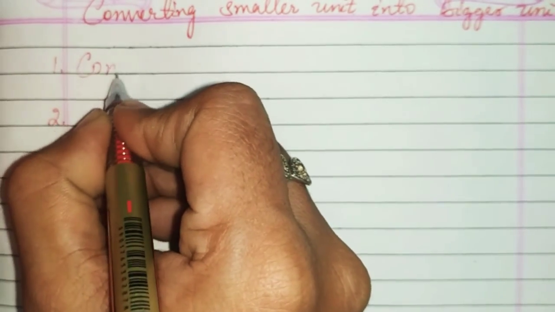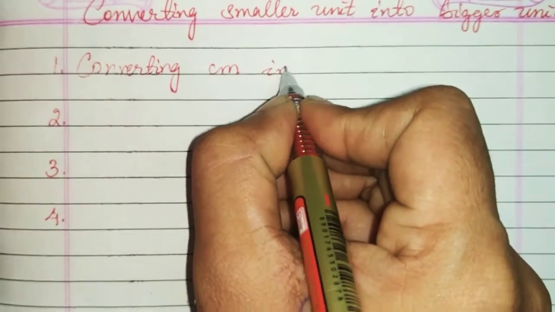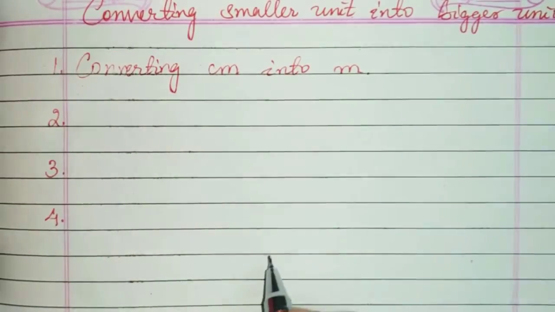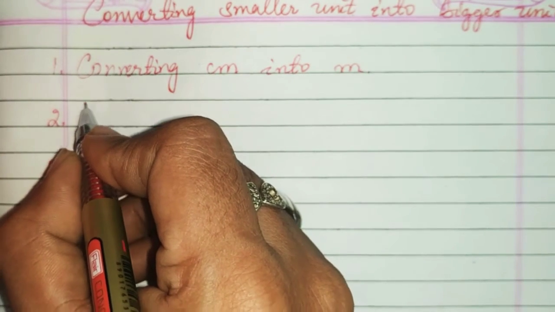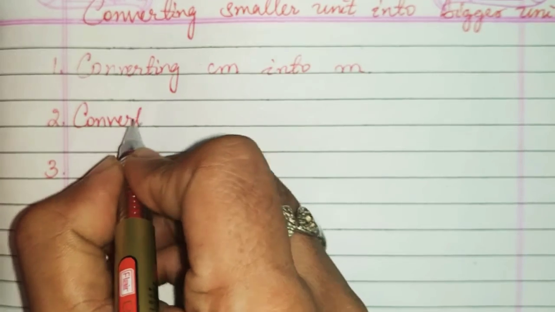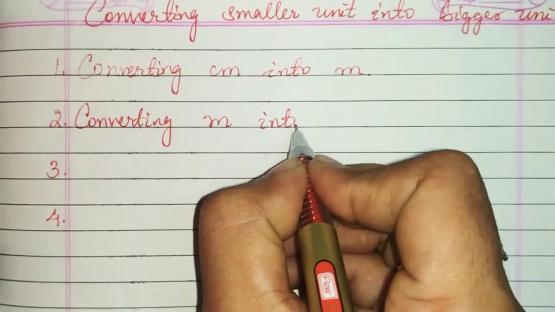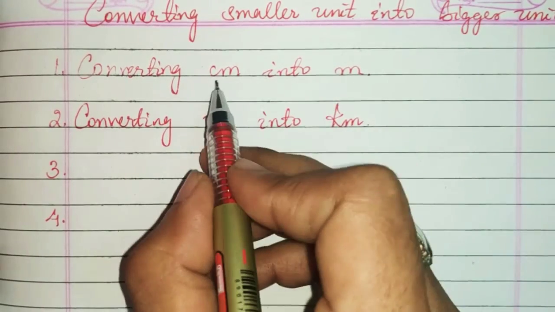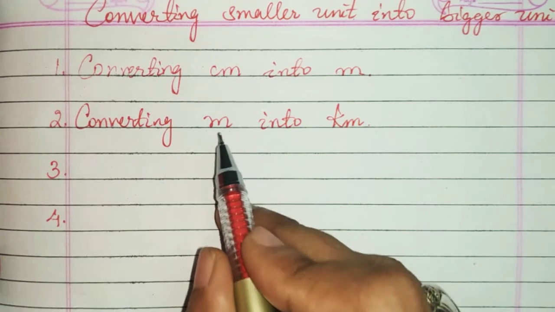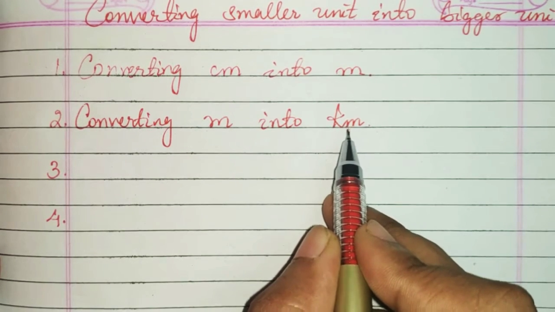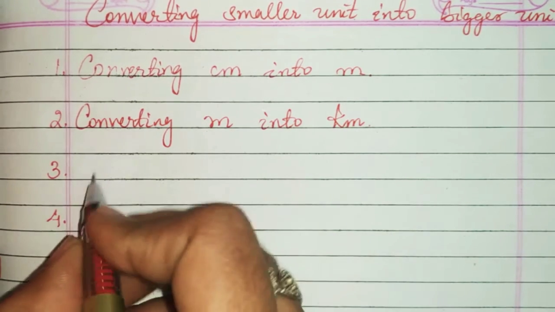So converting centimeter into meter. I'm writing it in short so that you understand quickly. Converting meter into kilometer. So you see, this is small, this one is bigger one. This is small here than this kilometer. Okay, here meter is big, but here meter is small.